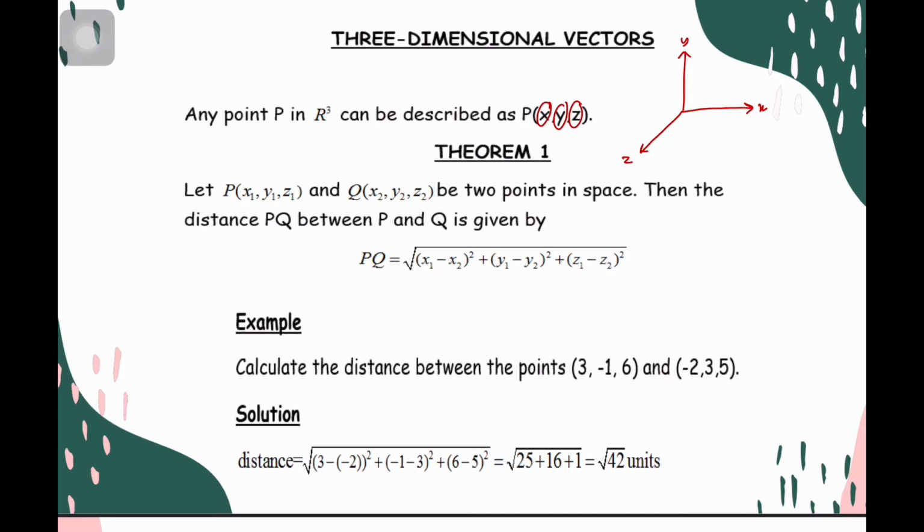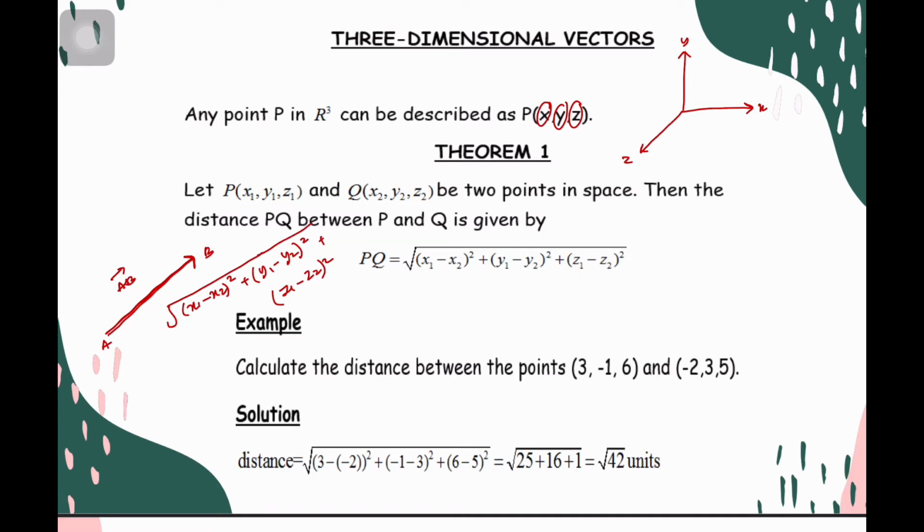Okay, let's say you have two points here, point A and point B. You want to find the distance between point A and point B, which will be the vector AB, in the direction of AB. So what you need to do is just take the square root of (x1 minus x2) to the power of 2, plus (y1 minus y2) to the power of 2, plus (z1 minus z2) to the power of 2. Then you square root everything.